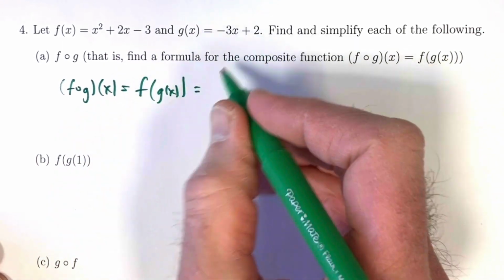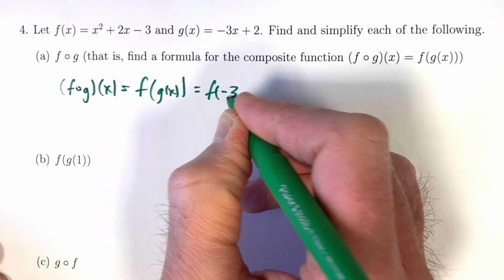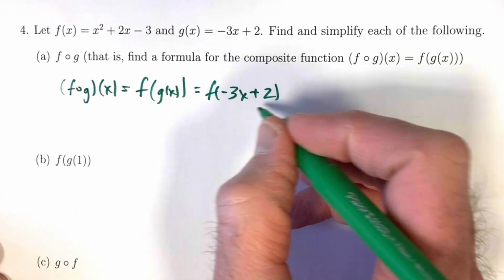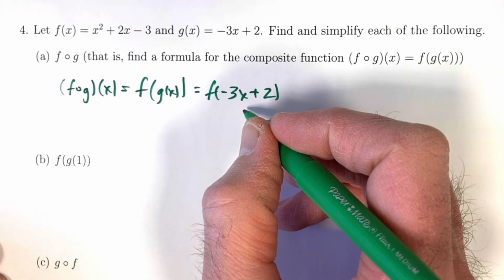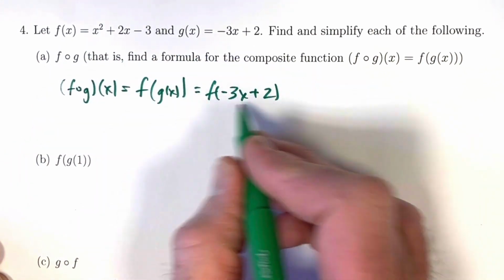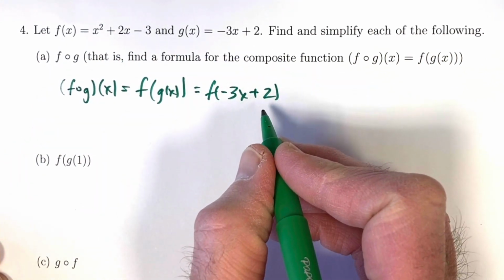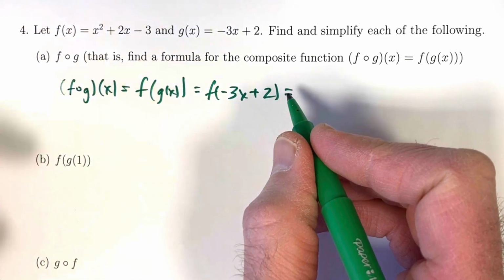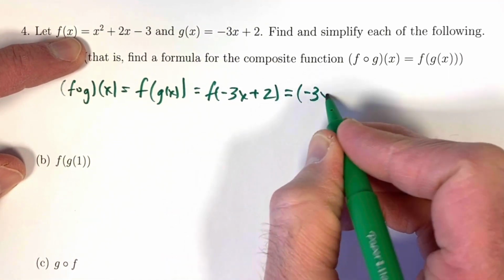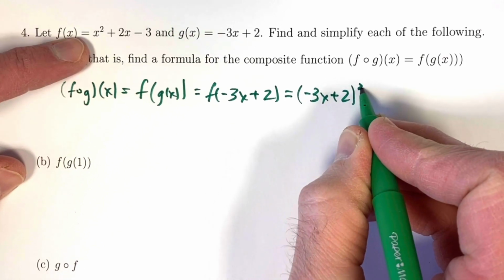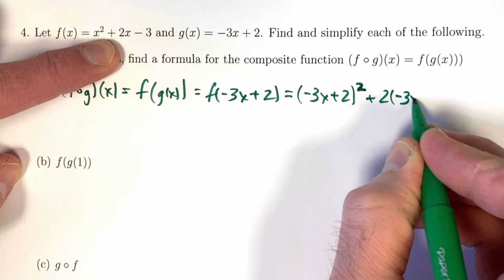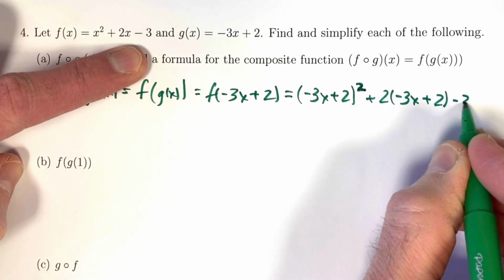Replace g of x with its output. That's negative 3x plus 2. And remember what we talked about in problem 1. No matter what expression is inside the parentheses, go ahead into the formula for f and replace each x that you see with that entire expression. It seems crazy, but that is what you do. So I need to replace the x with negative 3x plus 2 right there. And that means I need to square that. Then add 2 times that expression and then subtract 3.